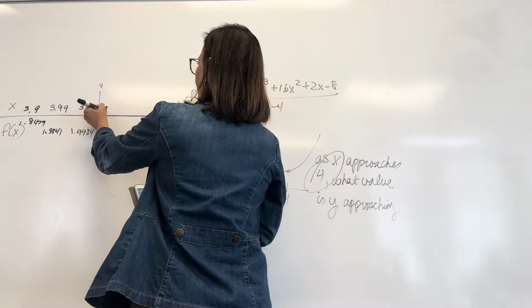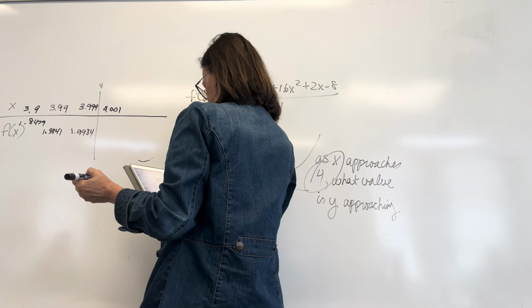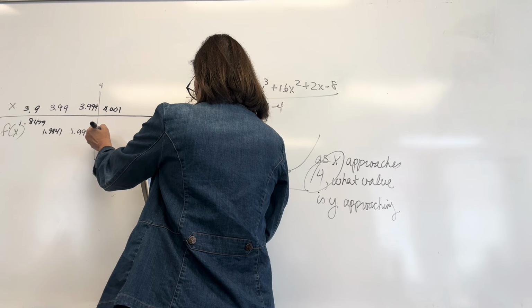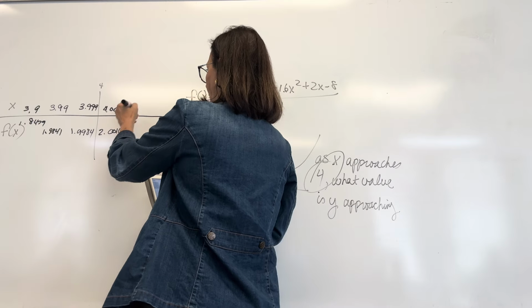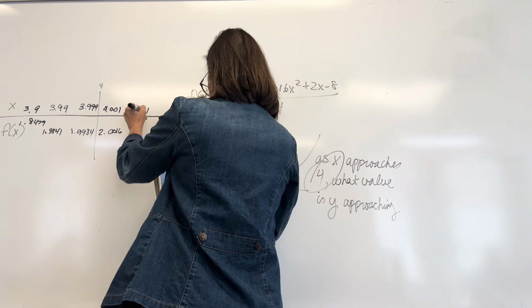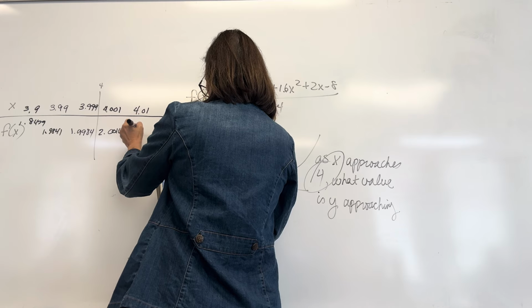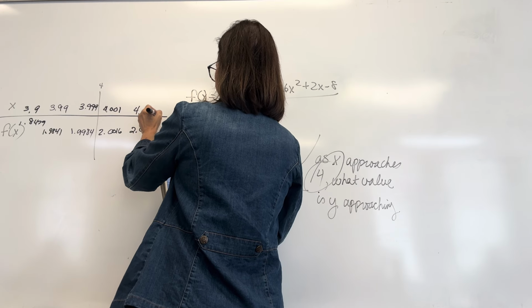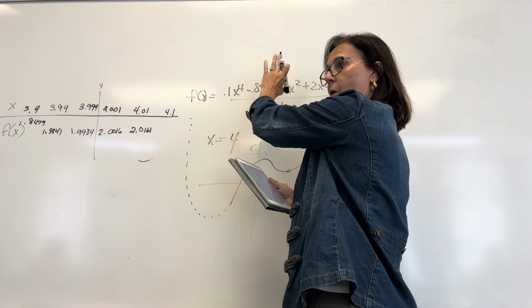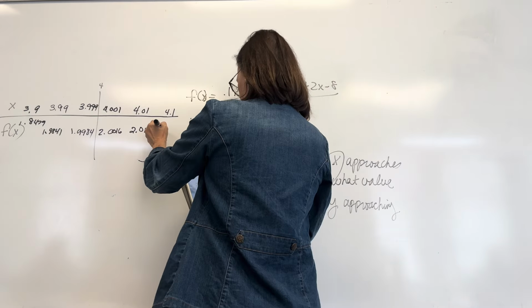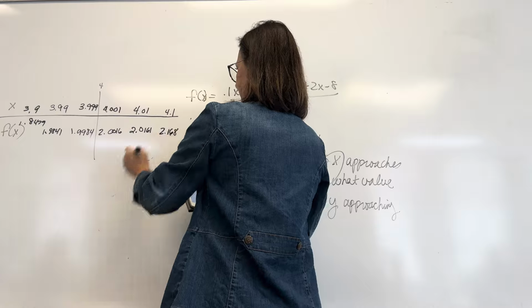So maybe 4.001, is that what they did? Yes. And you get 2.0016 for my y value. When you do 4.01, you get 2.0161. And when you input 4.1 into this equation, all right, you get 2.168.